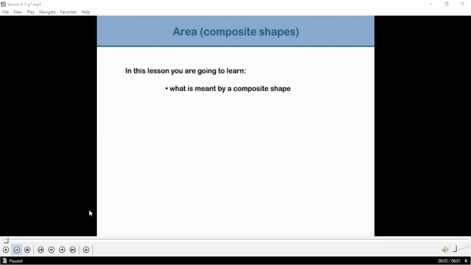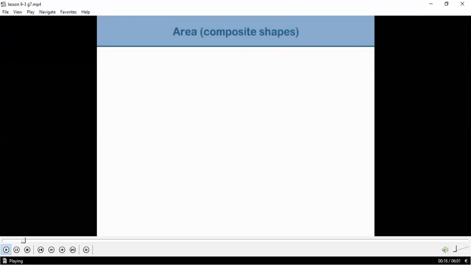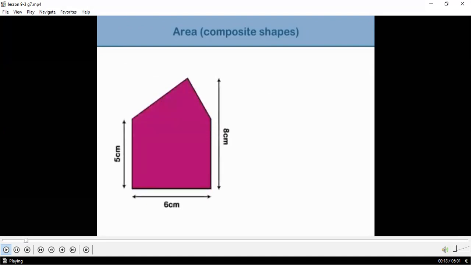So this is the first object which we are going to study. And also we are going to know how to find the area of a composite shape. Okay, so we have two objects. We are going to talk about them. In front of you now, we have a shape. This shape is regular. Can you describe to me what this shape in front of you is, grade 7?